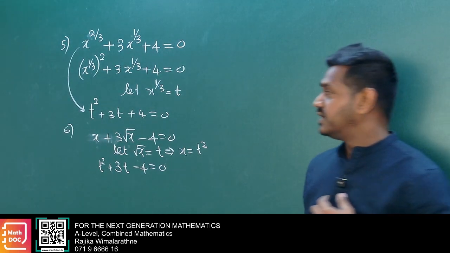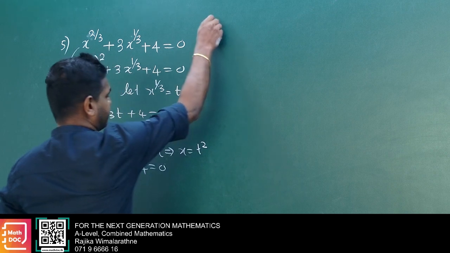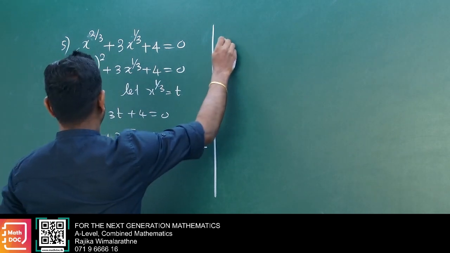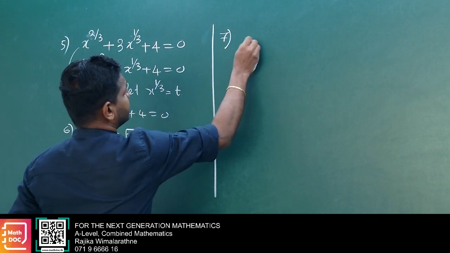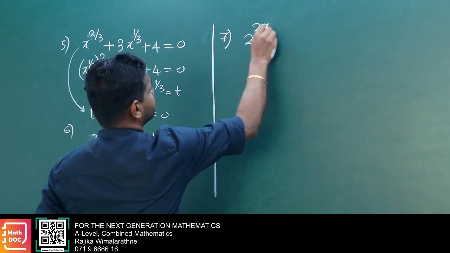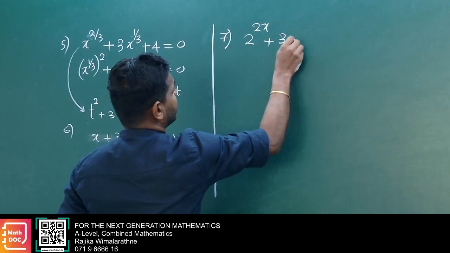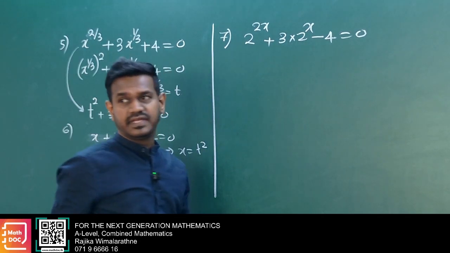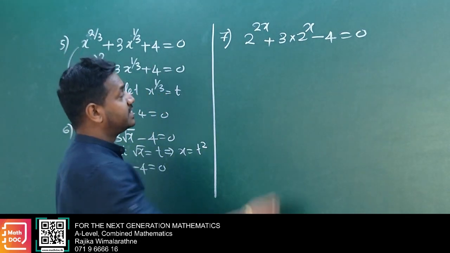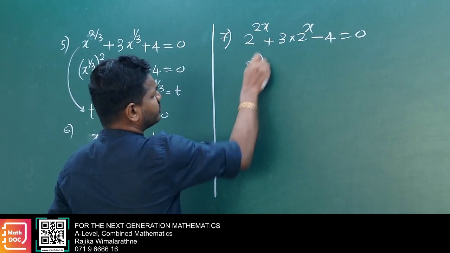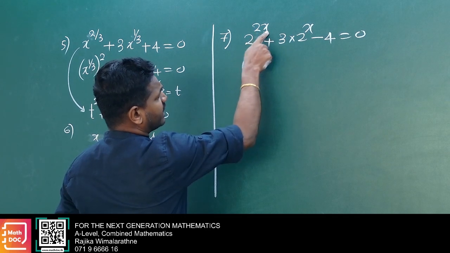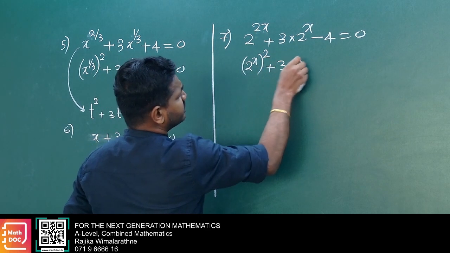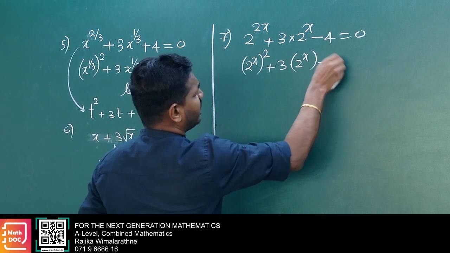Okay, now see this pattern. 2 to the power 2x plus 3 times 2 to the power x minus 40. See this, here (2 to the power x) to the power 2, you can write it this way, plus 3 times 2 to the power x minus 40.